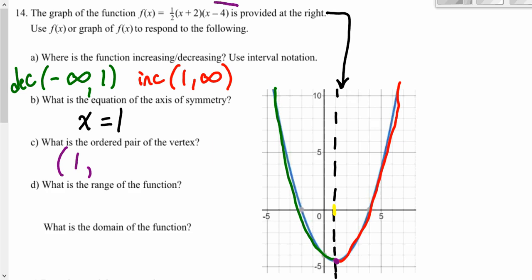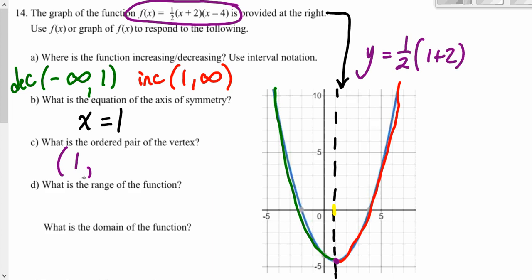So this is my recipe to get between x's and y's. F of x is just a fancy way of saying y in our situation here. So I'm going to put in a 1 for x. I'm going to put in this 1 for the other x. And then I have 3 and a -3. So that's -9, and I have a 1/2. So my ordered pair is 1, comma, -4.5.